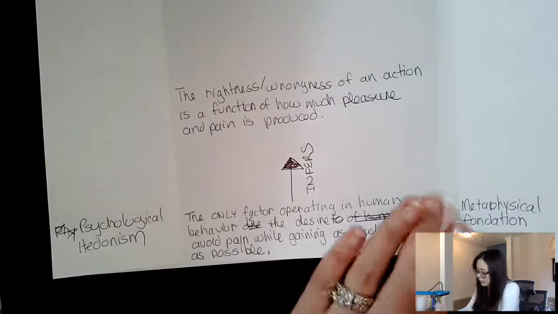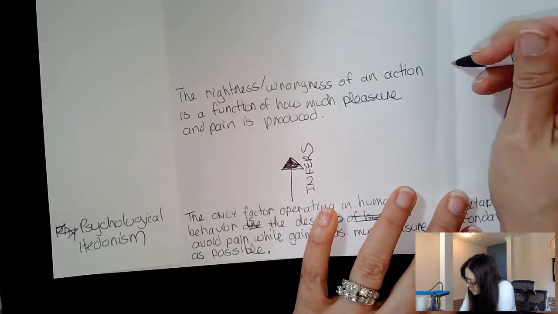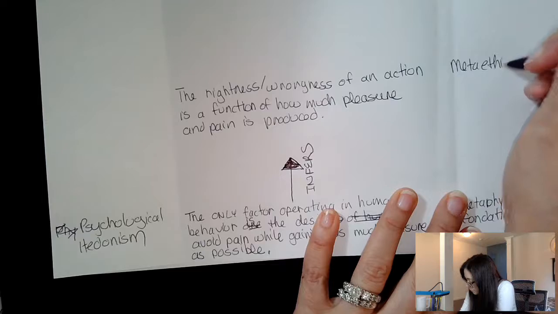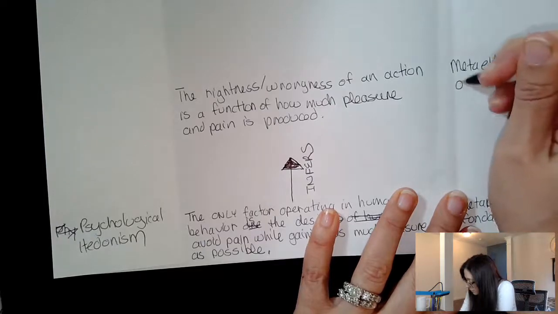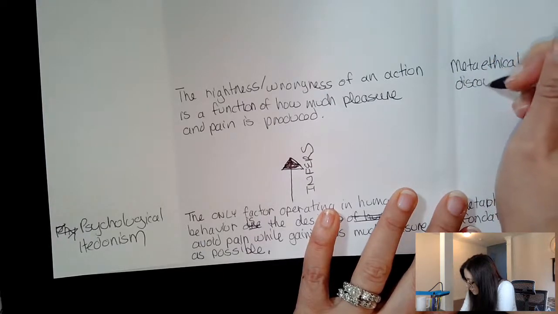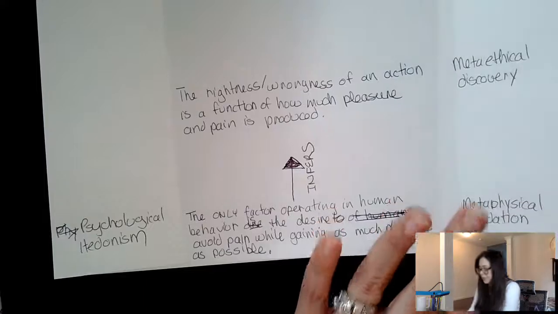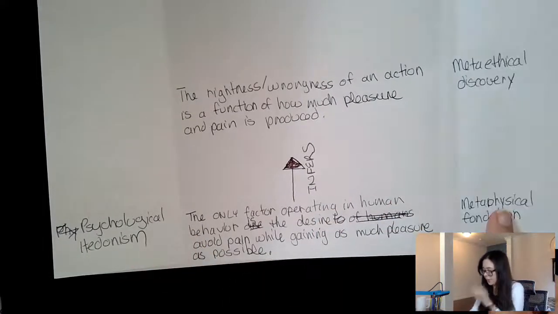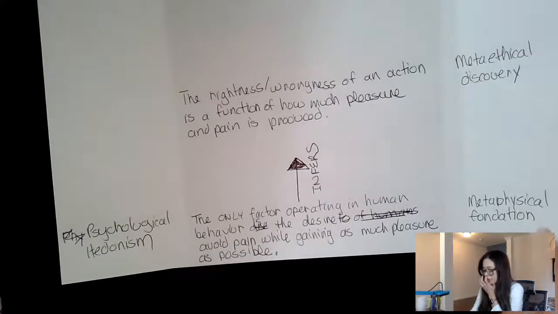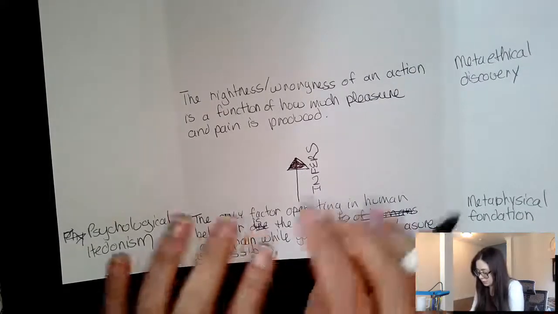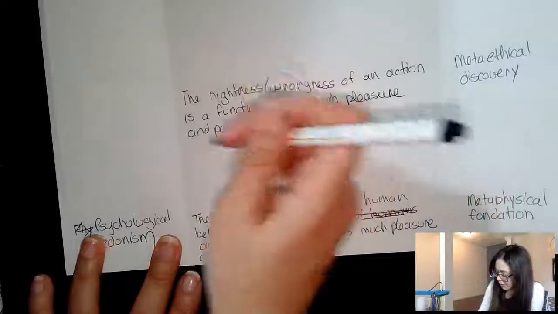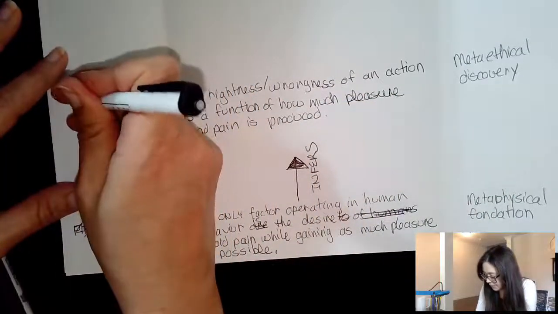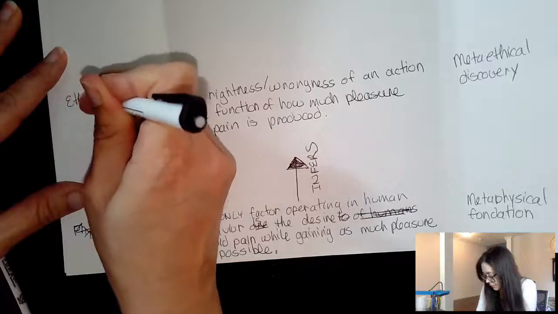Okay, so here what we've got are some metaethical discoveries. It's a metaethical discovery that he believes he has made based on some metaphysical foundation, some metaphysical presuppositions. So this view right here has come to be known as something else that you've read about, and that is ethical hedonism.